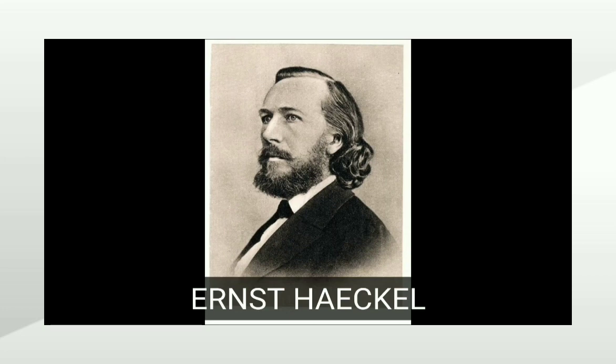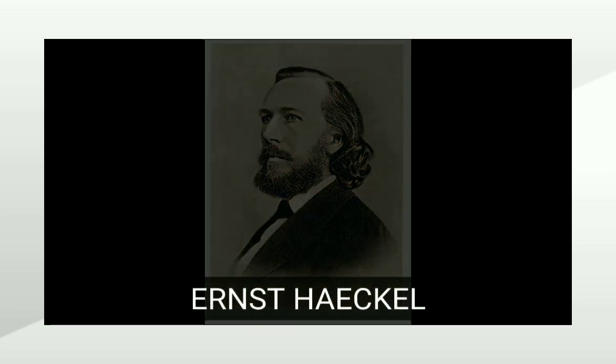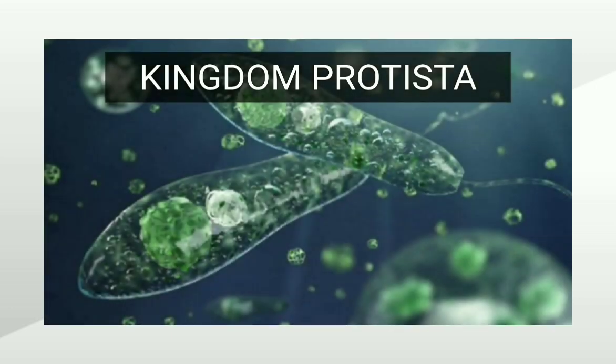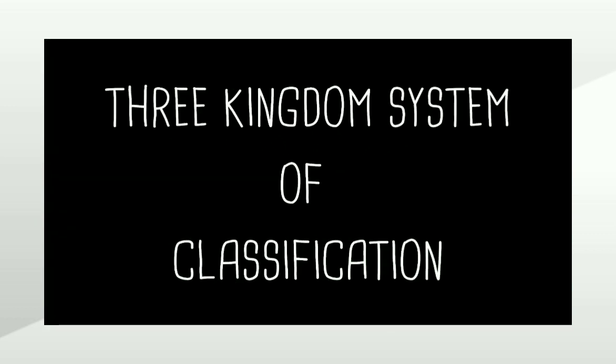To solve this problem, Ernest Haeckel, a German biologist and philosopher, created a third kingdom called Protista, where he located all unicellular organisms. This classification is also known as the Three Kingdom System of Classification.